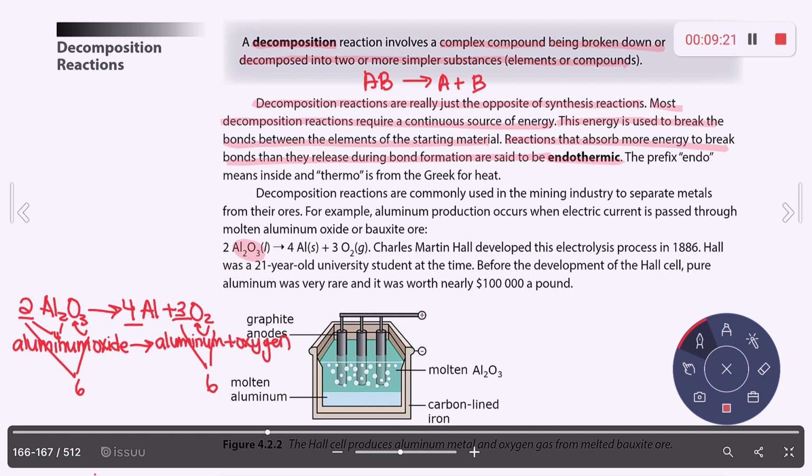So this is how you do decomposition reactions. And that's all we're going to do today. So the last half of your worksheet is decomposition. I'm going to walk around and help you.